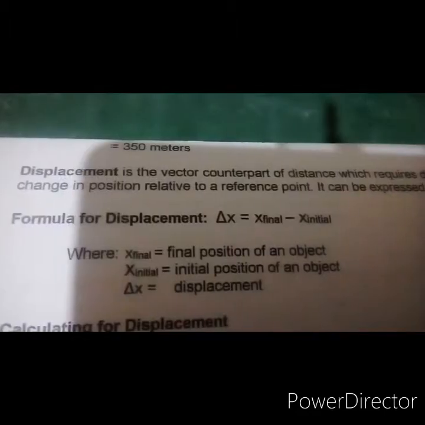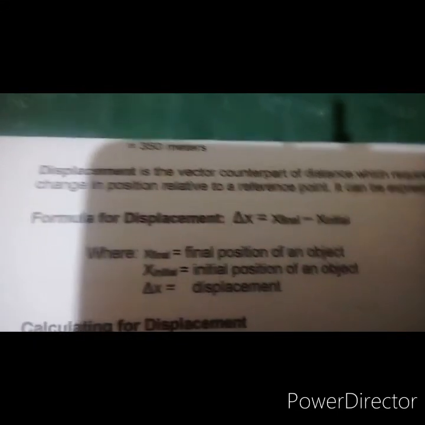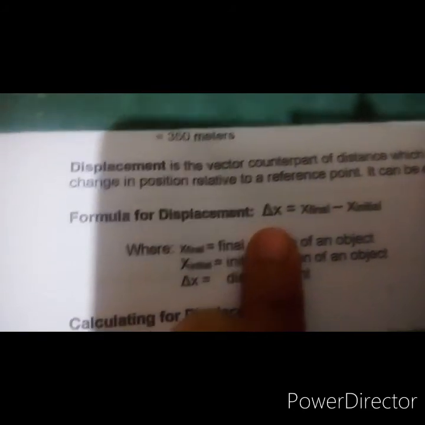What do you mean by vector counterpart? Meaning, for displacement, there is a direction since it is a vector quantity. Now, it is the measure of an object's change in position relative to a reference point. So, there is a change of position. Now, displacement can be expressed as change in position. So, this triangle can be read as change.